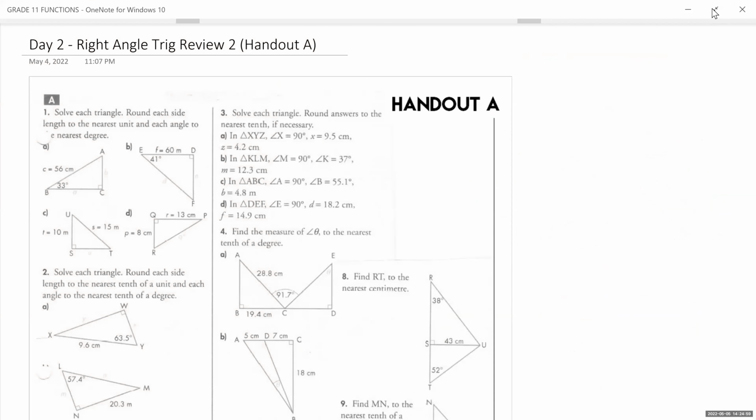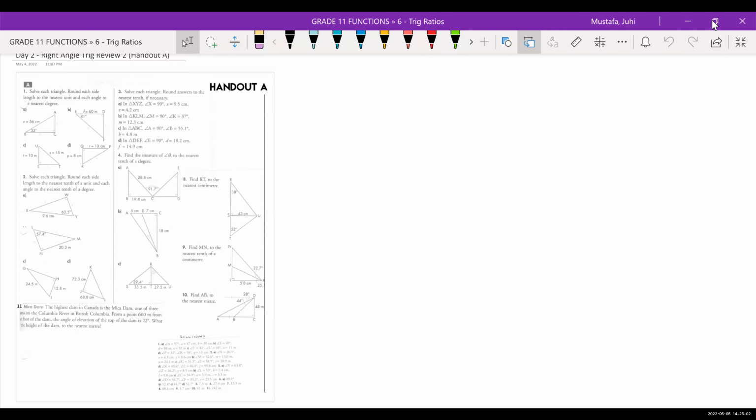So it's this page right here. You can take a screenshot of it. I would like you to do question 3, which is this one here, 4, which is this one here, and then 8, 9, and 10. So basically the right-hand side of the sheet.